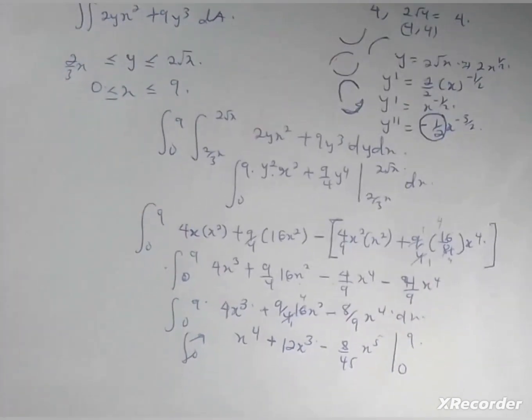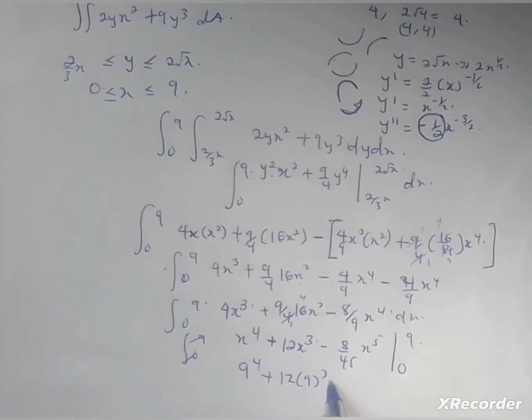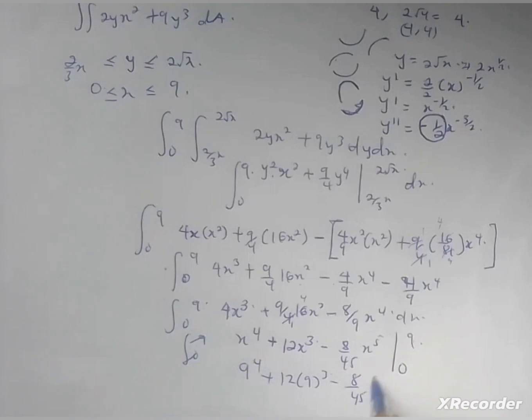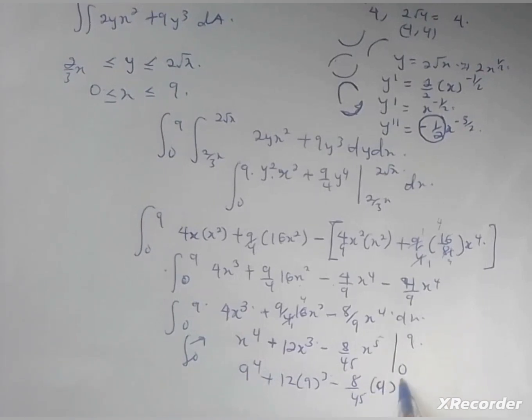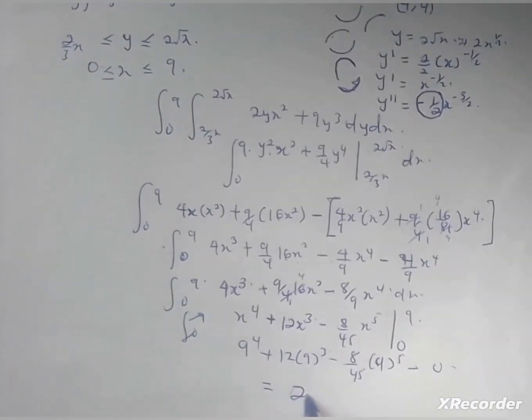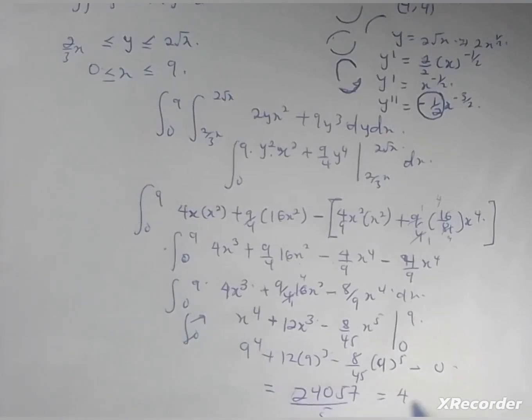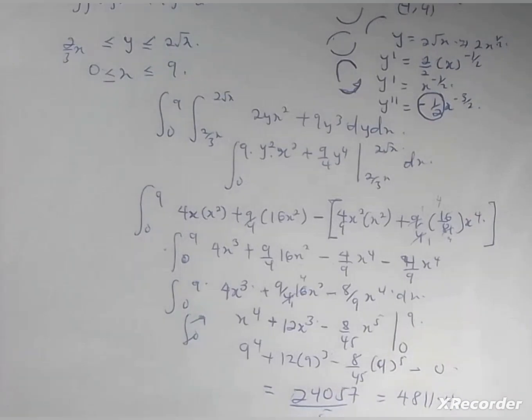So at this point, we already have our function integrated. What we are left with is to put our upper and lower limits inside. So when I put my upper, I'm going to get 9 to the power 4 plus 12, 9 cubed, minus 8 on 45, 9 to the power 5, minus everything will be 0, so minus 0. And this is going to simply give us 24057 over 5, which is same as 4811.4. This is the end of the video.